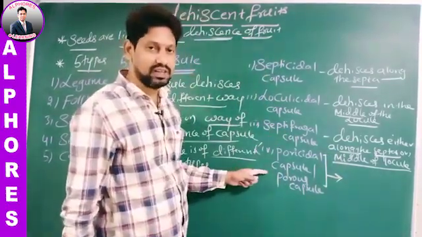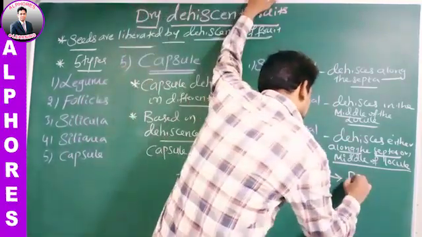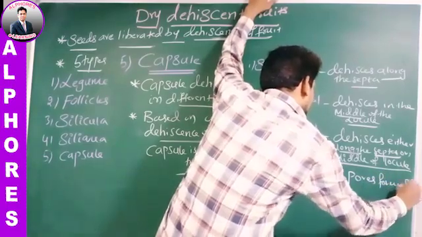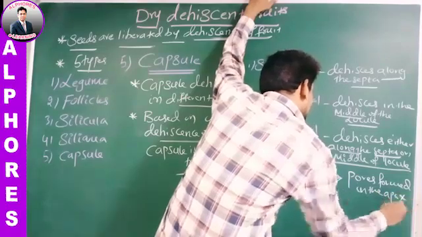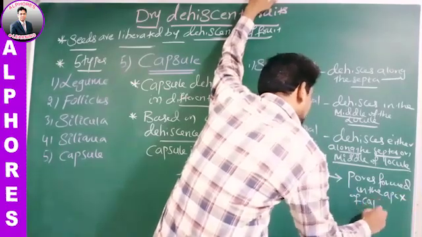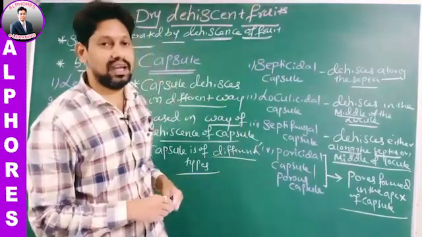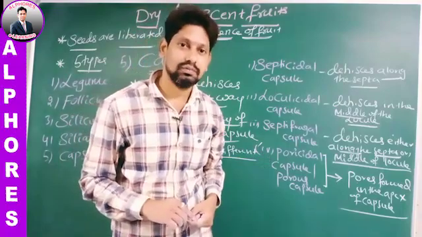Name itself indicates. Pores are formed in the apex of the capsule. Pores are formed where? In the apex of capsule. That is poricidal or porous capsule, right?